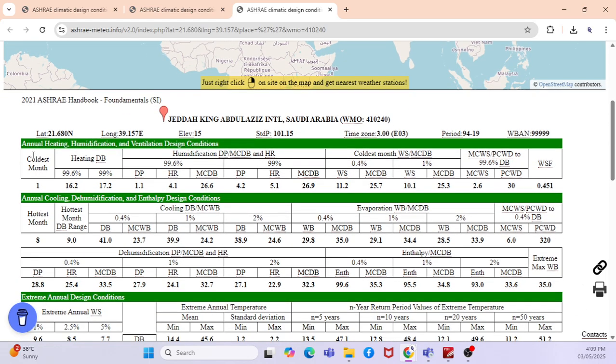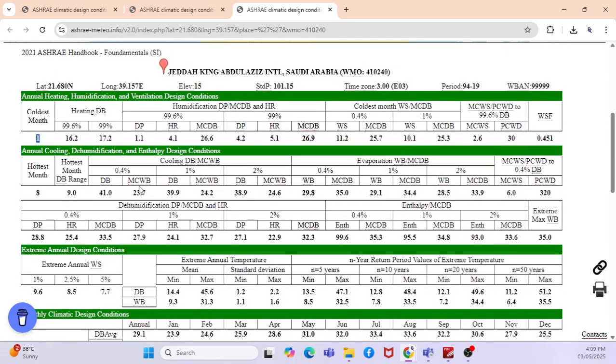Here we talk about the coldest month and the hottest month. If you see 1, it is January. When you talk about 12, it is December. And 8 is August. So in Jeddah, the hottest month is August, and the coldest month is January. That is why they mention 1 and 8.